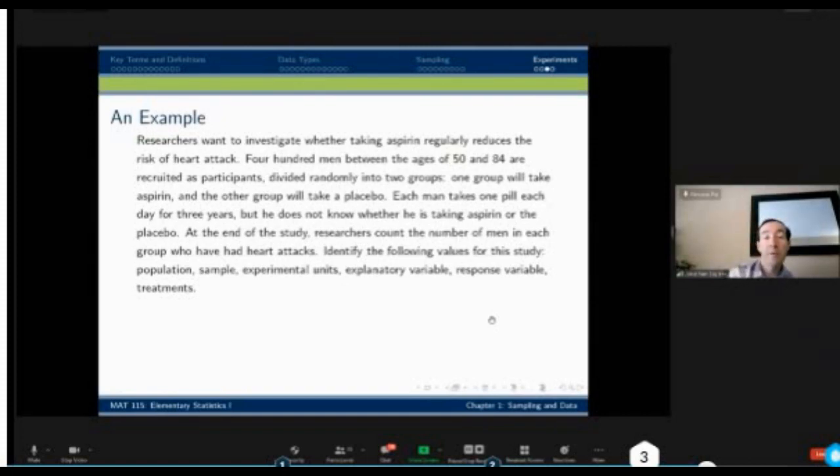The explanatory variable is the one we hope will predict the response variable. The aspirin? Yes, whether they're taking aspirin or not. So the aspirin is the explanatory variable. And in that case, what type of a variable is that?